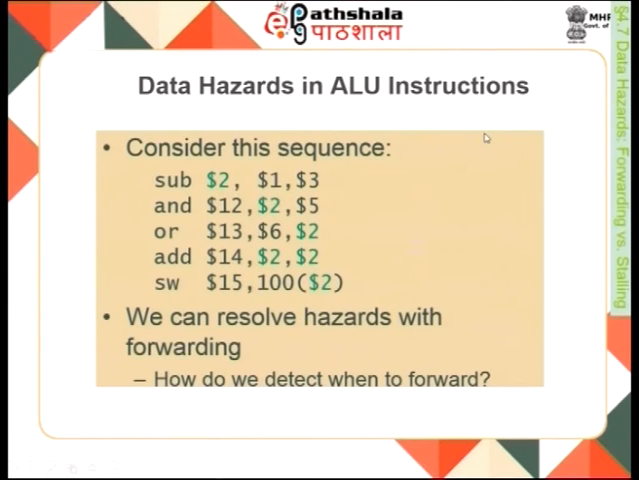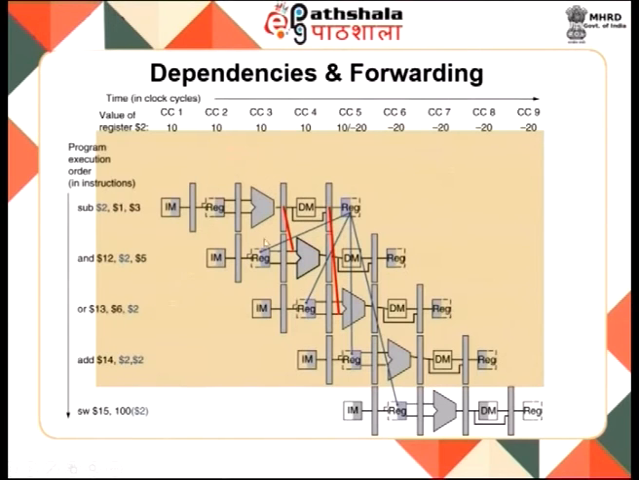Look at data hazards in ALU instructions. Look at this sequence. Can you resolve these hazards using forwarding? We've already seen that though all these are dependent instructions, they can definitely be resolved using forwarding. Now how do we detect when to forward and how to forward? That is what has been discussed here. The forwarding can happen from here, and from here. The blue lines indicate the conventional flow and the red lines indicate the forwarding paths. So this is how you will have to forward.